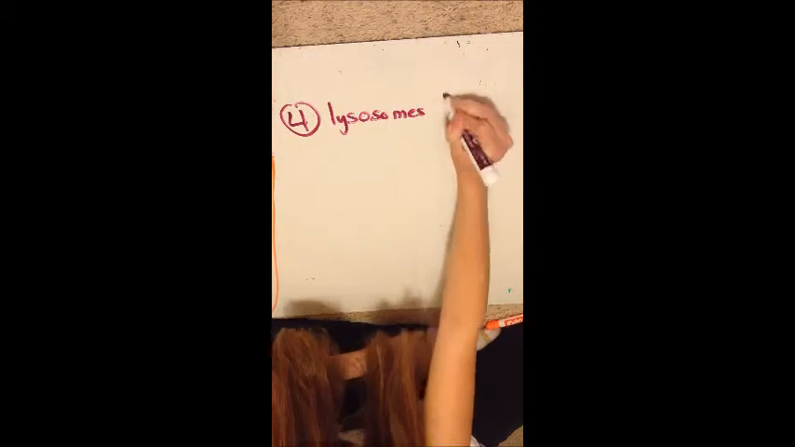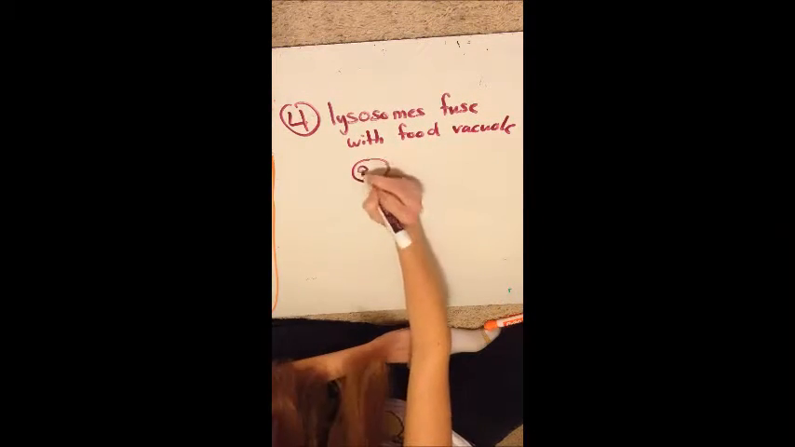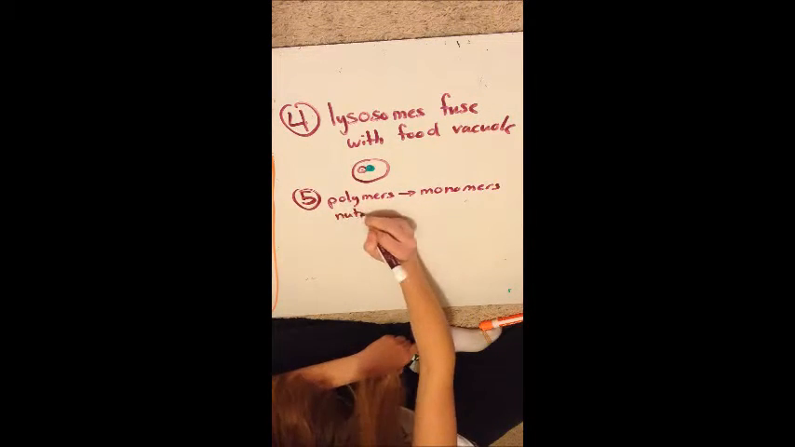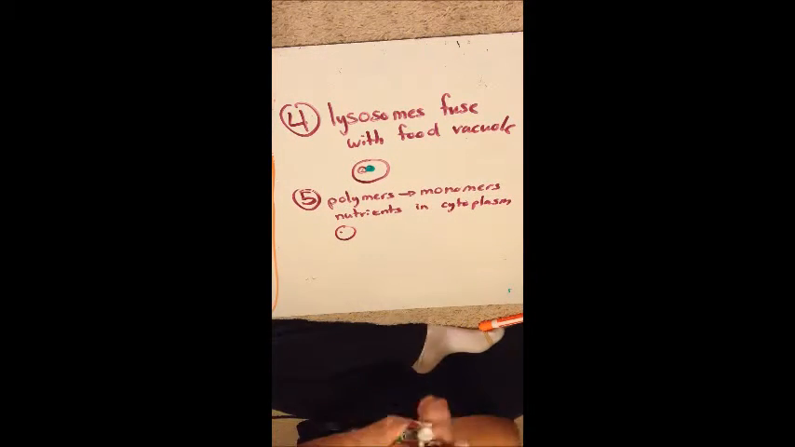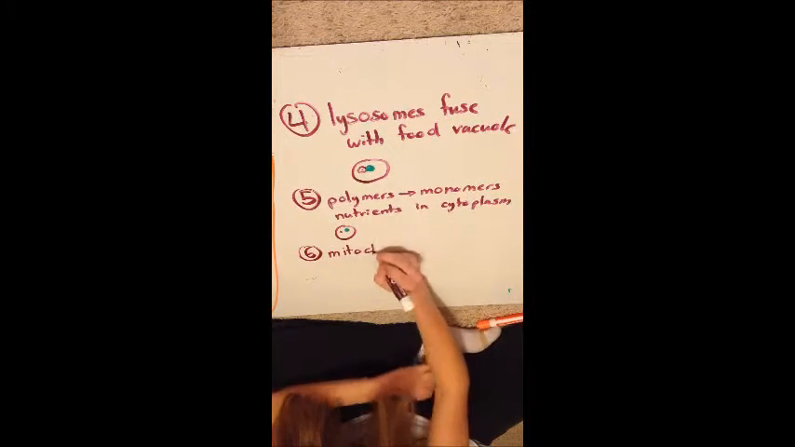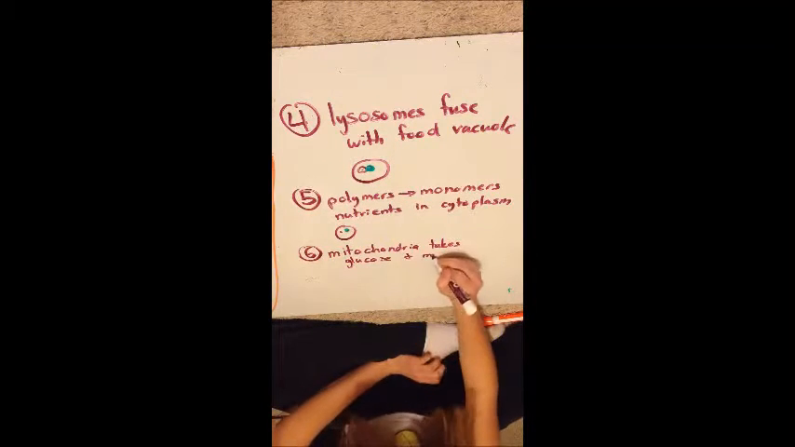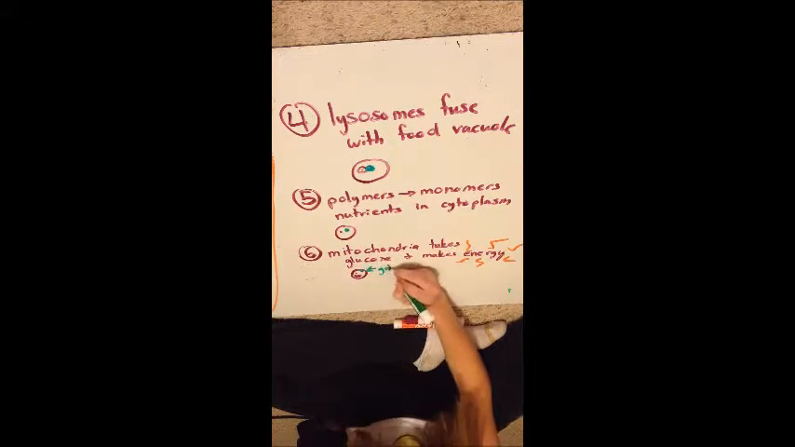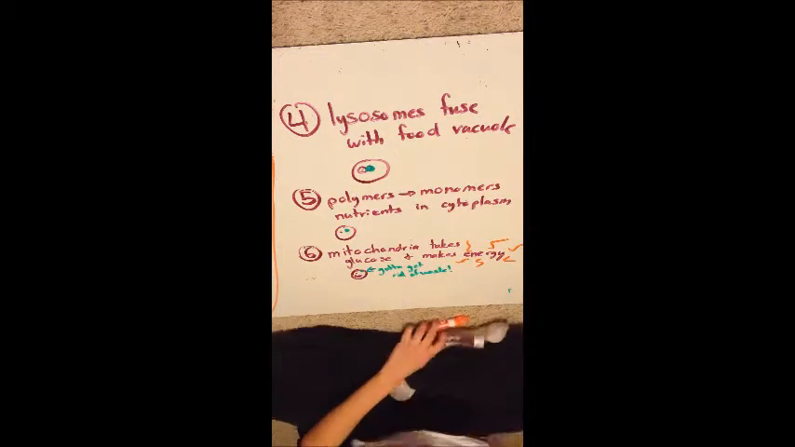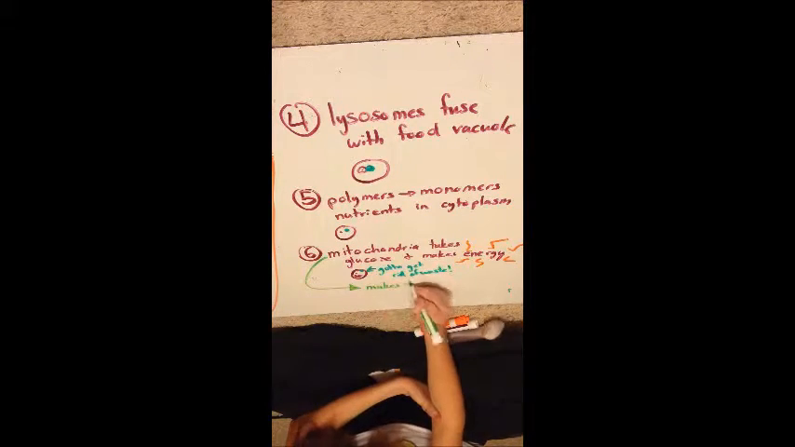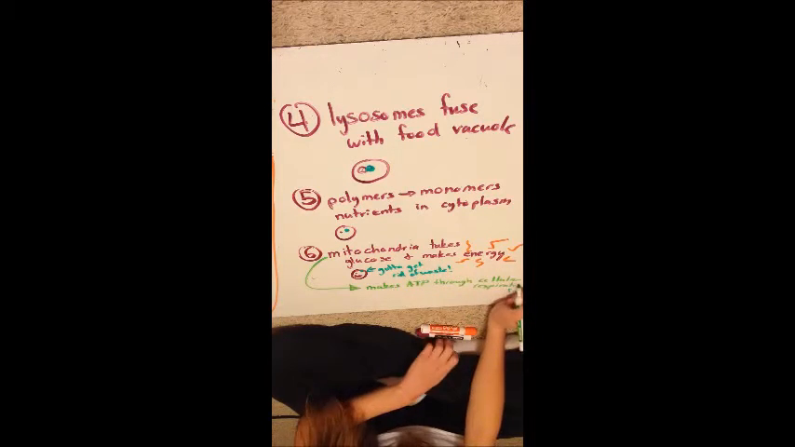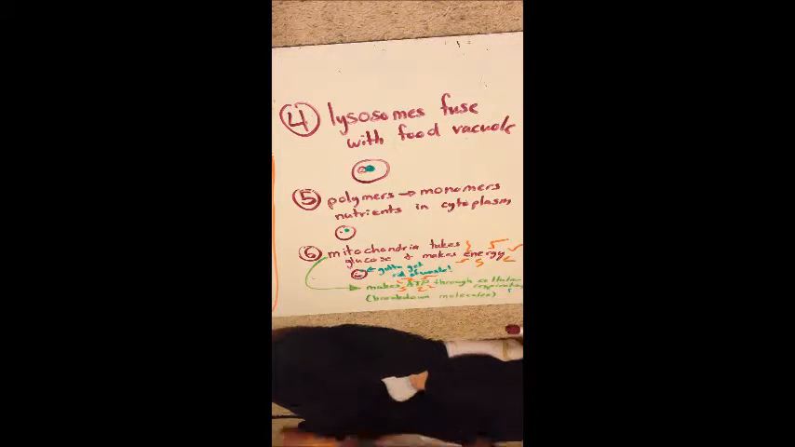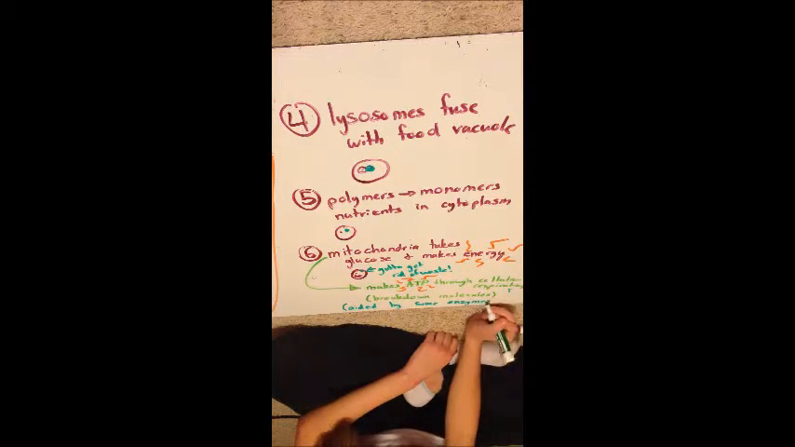Okay, back to energy production. Lysosomes, as I mentioned, fuse with food vacuoles and break down macromolecules such as polymers into monomers. This also helps release nutrients into the cytoplasm for the cell to use. The mitochondria takes in glucose and oxygen to create energy for the cell. This process is known as cellular respiration and explains how cells get energy. It's also aided by some enzymes, aka proteins.